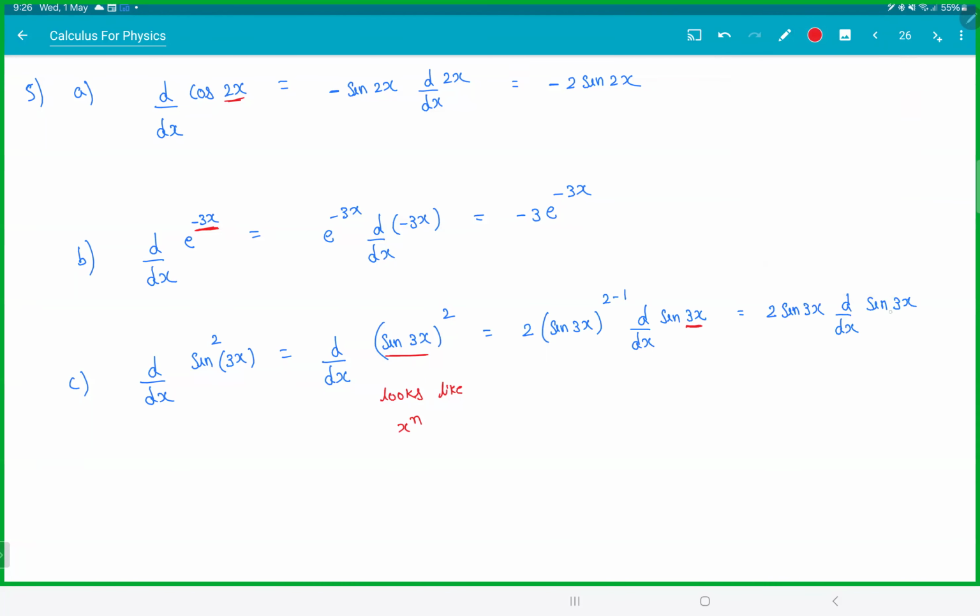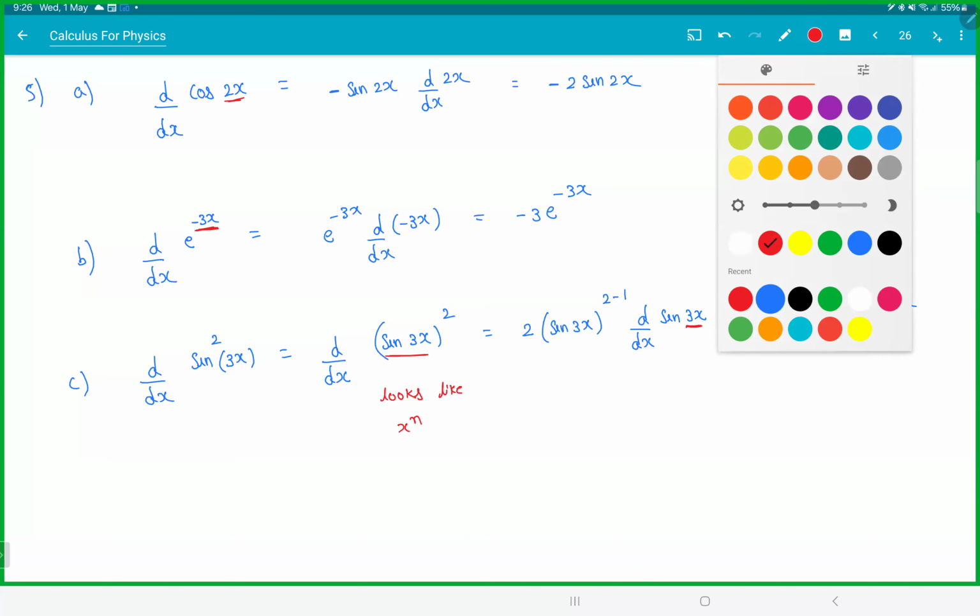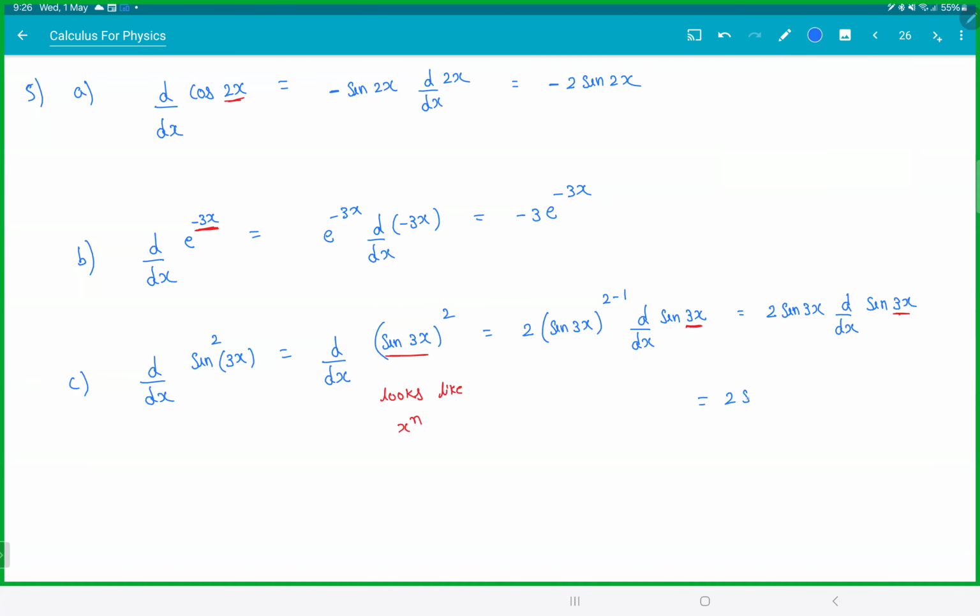So this is again a new function, sine of something. So that's what I'm saying. Don't worry about what is inside. What is sine ka differential? Sine ka differential is cos. Now differentiate whatever is inside. That inside is 3x. So you can even differentiate triple functions, function inside a function.